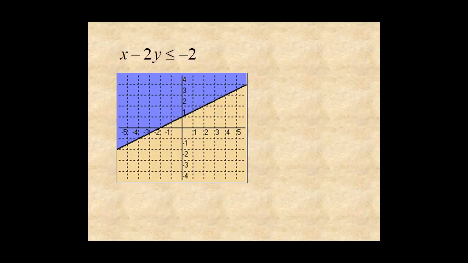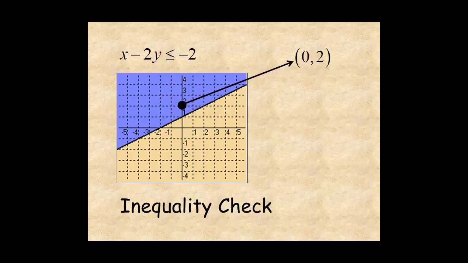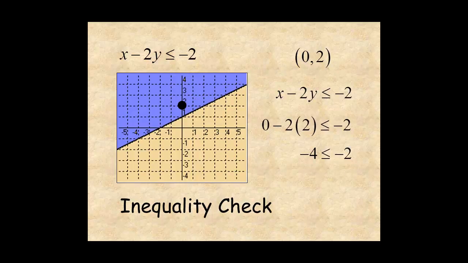Finally, do an inequality check. This verifies the direction of the inequality symbol. Select a convenient point in the shaded region, like (0, 2). Substitute x equals 0 and y equals 2 into the inequality, and simplify. You get -4 is less than or equal to -2, and the inequality checks.